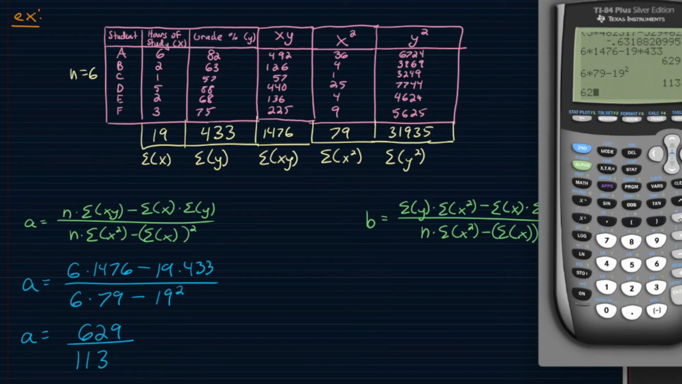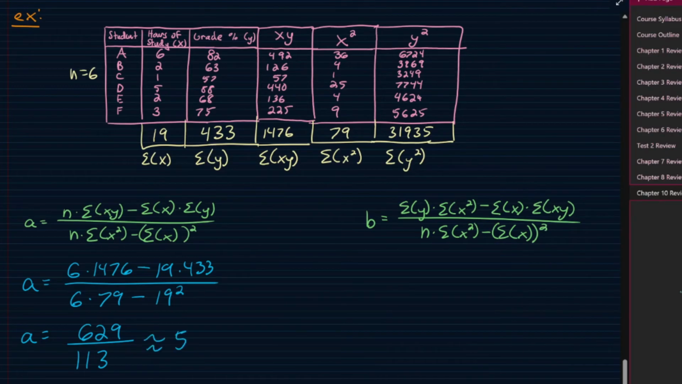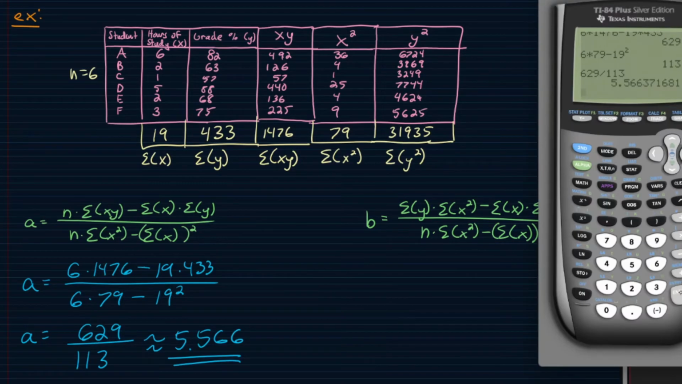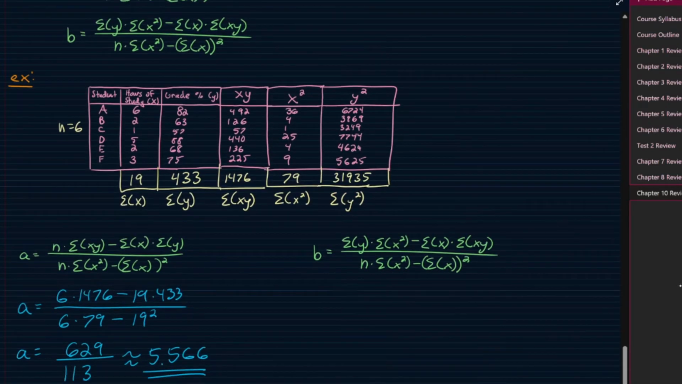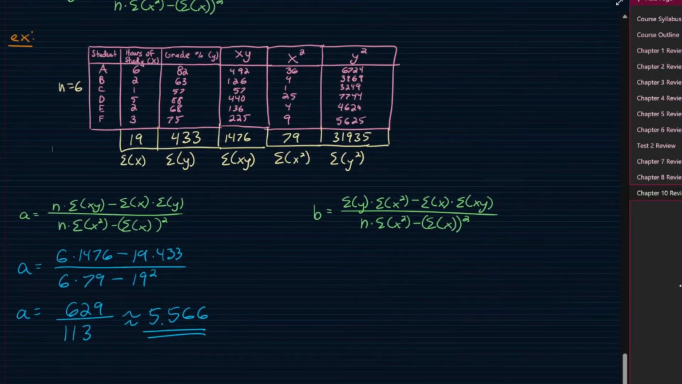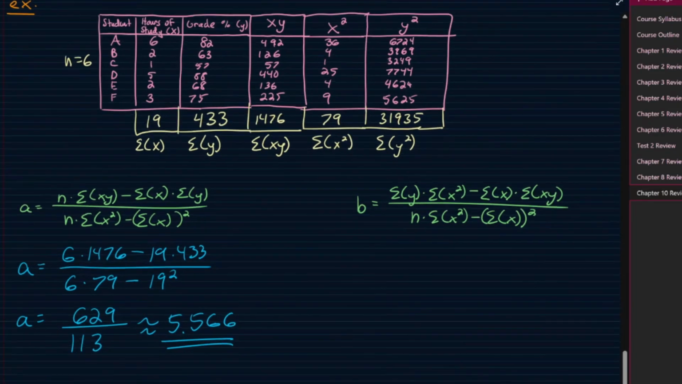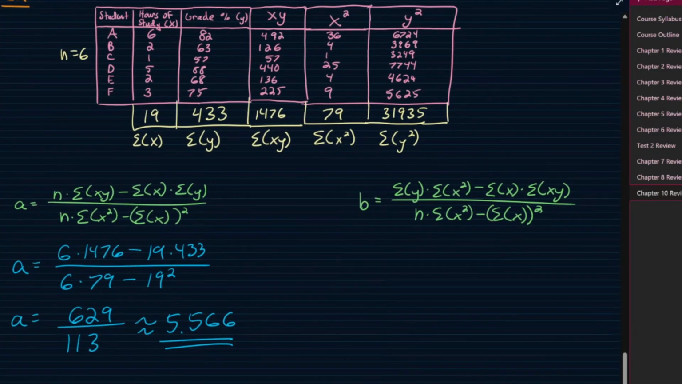And 629 divided by 113 is approximately, let's go 3 decimals, 5.566. There's our value for a, or you could just leave it as 629 over 113 or whatever this reduces to. What's it reduce to? Nothing. It's actually simplified already. But that's our a value for y equals ax plus b. Essentially, it's our slope, right? It's the slope there of our line. And the one over here on the right, this is essentially our y-intercept of the line.